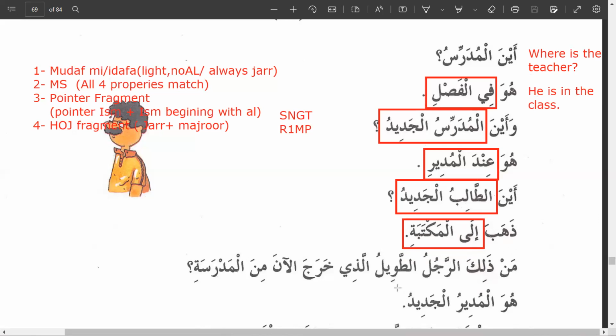Now the next sentence, we have a new topic, new type of word. Okay. So man dhalika, dhalika, you know, right? Man is who. Dhalika is this, that. Haza is this. Dhalika is that. Haza means this. Dhalika is that.